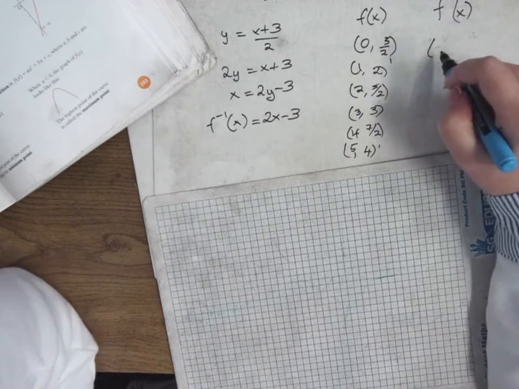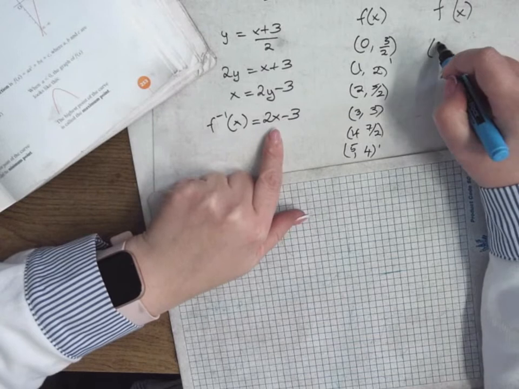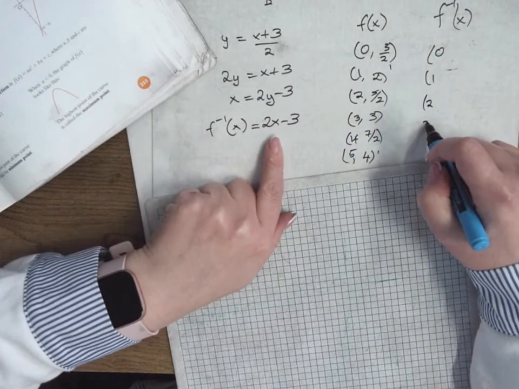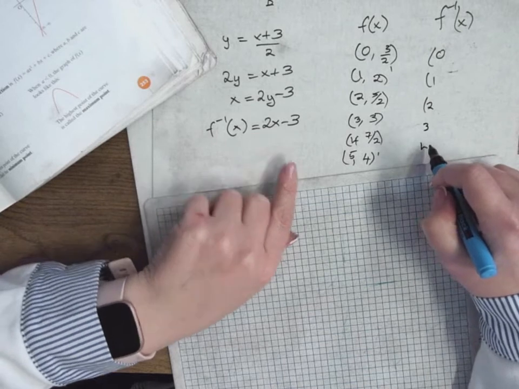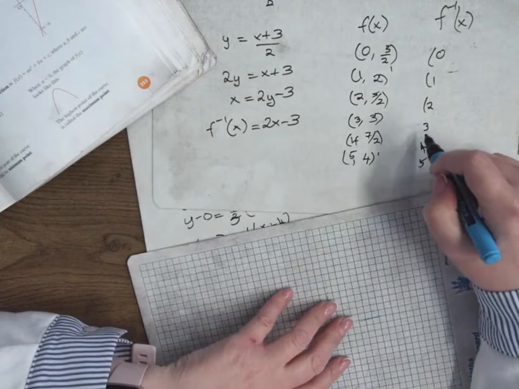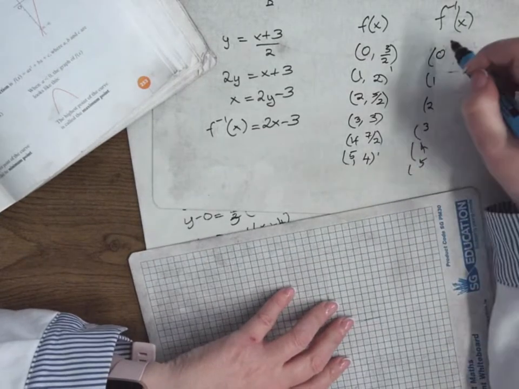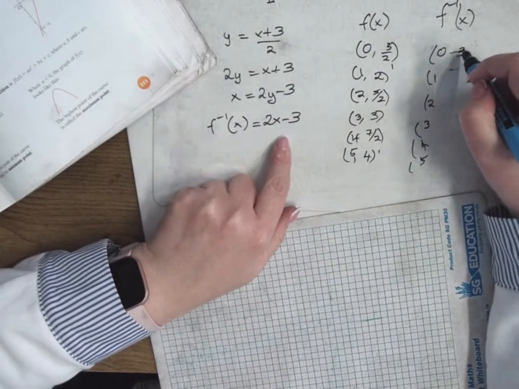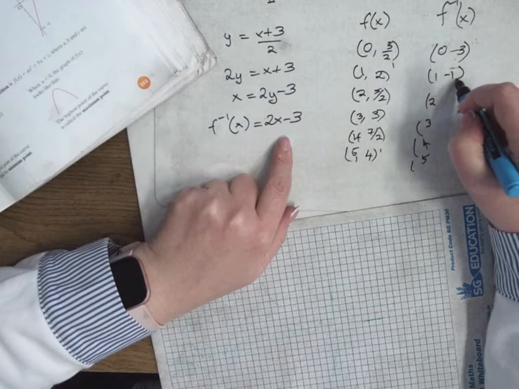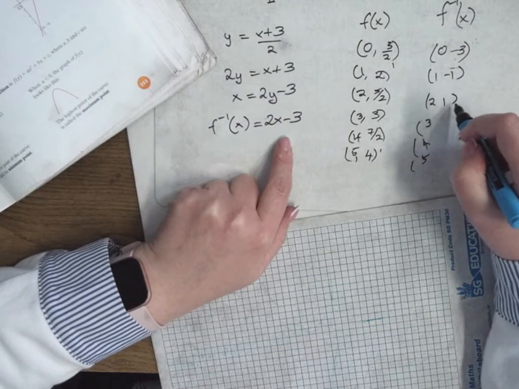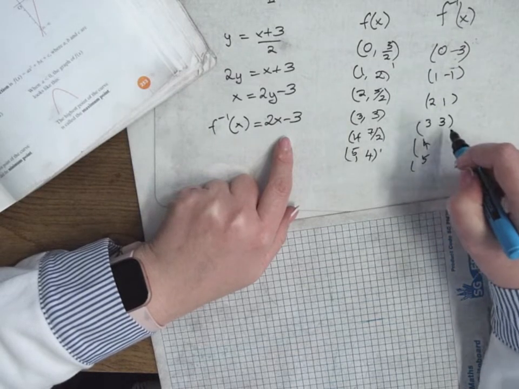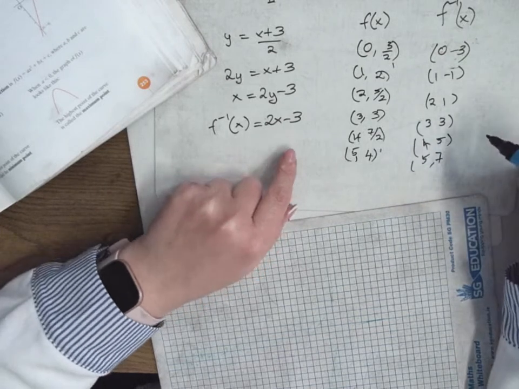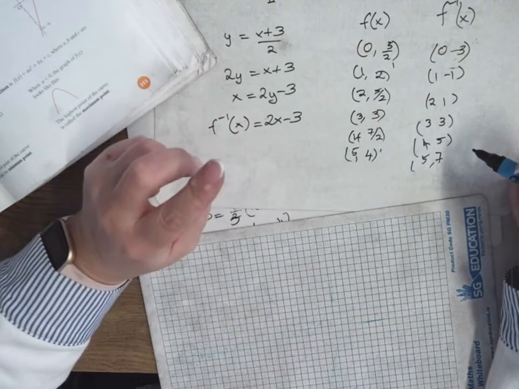So again, I'm drawing this function. So I'm going 0, 1, 2, 3, 4, 5, and the outputs are minus 3, minus 1, 1, 3, 5, 7. Is that okay? Yeah?